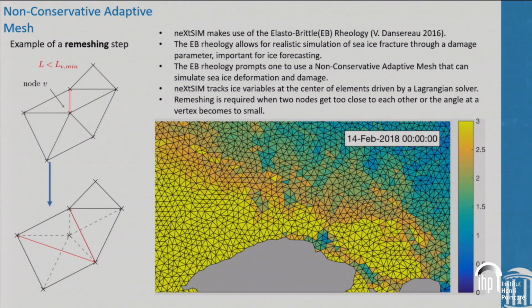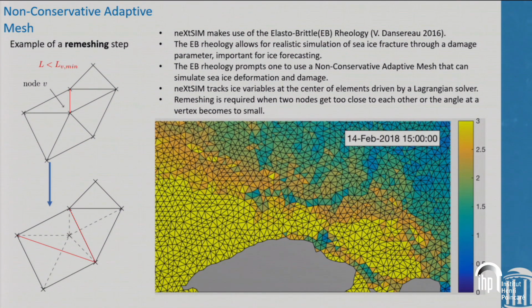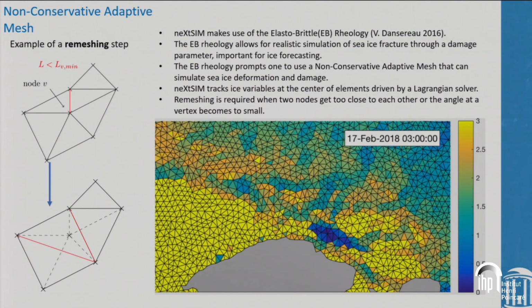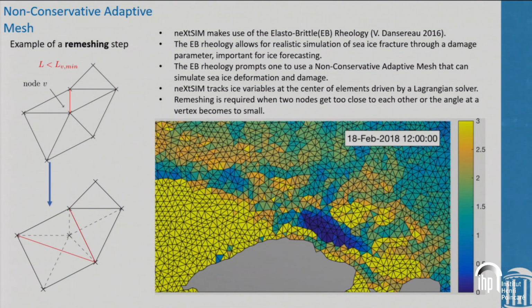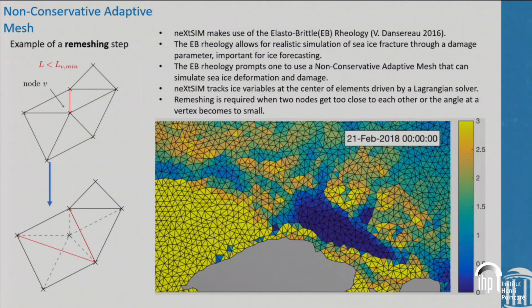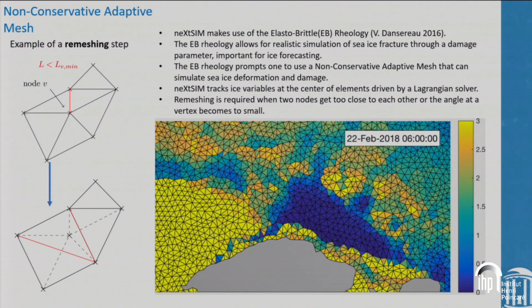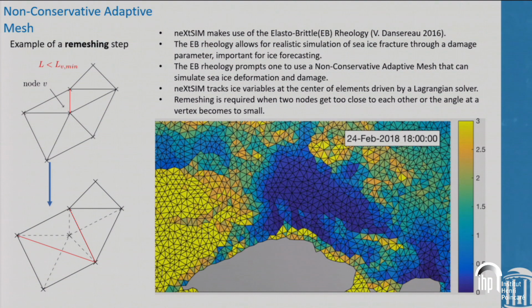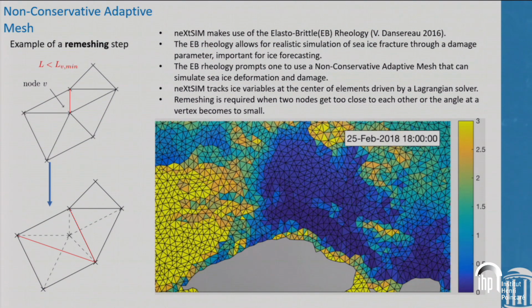Let me show you this movie so that you can see some of the remeshing happening. So this is an example of a polynya forming. So here what we have is ice thickness. And what you can see is that due to some wind driving and ocean currents, the ice is diverging away from here. So here you've got zero thickness, so this is open water. And you can see triangles here kind of coming in and out of existence as the mesh adapts.